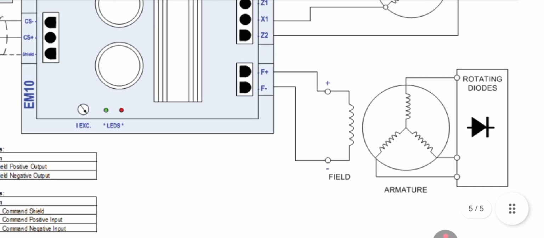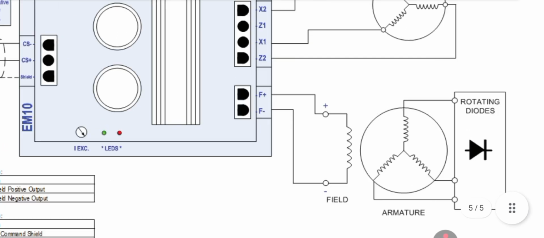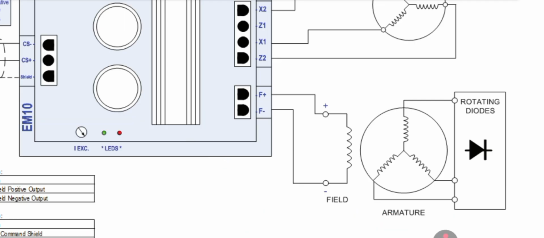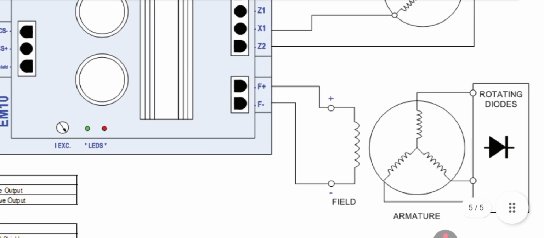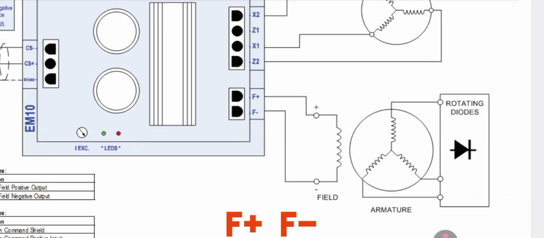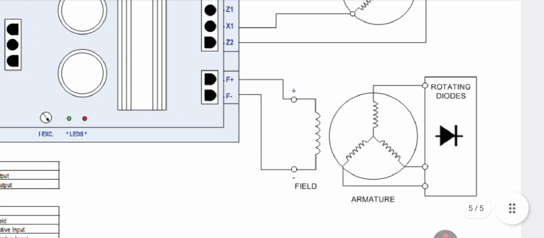Okay, and the bottom two connections, positive and negative, as you can see, are coming from the excitation field wiring. Okay, F1, F2, or sometimes X1, double X, or sometimes F plus and F minus.